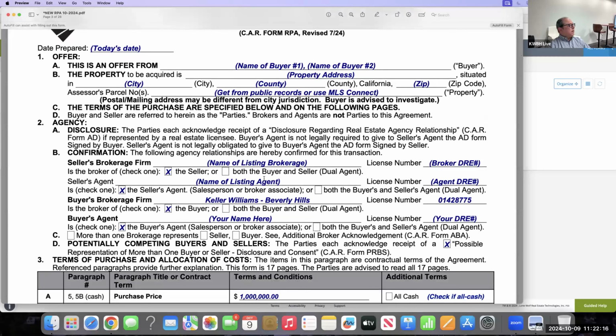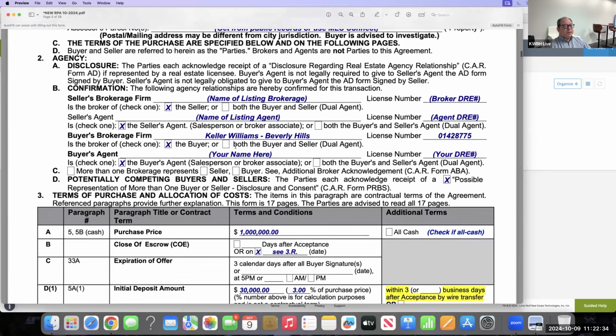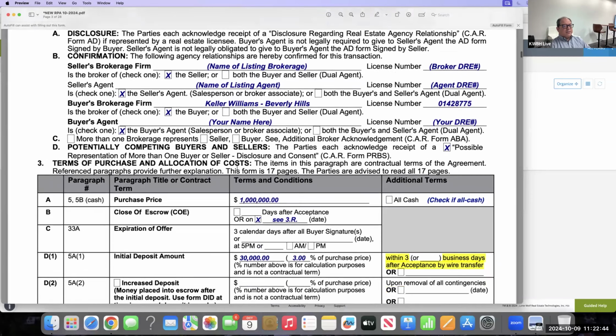Now, what if there's more than one agent representing the seller? You don't have to worry about that right now. Just put one person here. What if you are on a team or you have another agent helping you represent the buyer? Again, you don't have to worry about it. Only one agent's name. I've seen all the time someone will put two names, two DRE numbers in the same line. You don't have to do that. Just put one person's name and DRE number. All right, let's keep going.